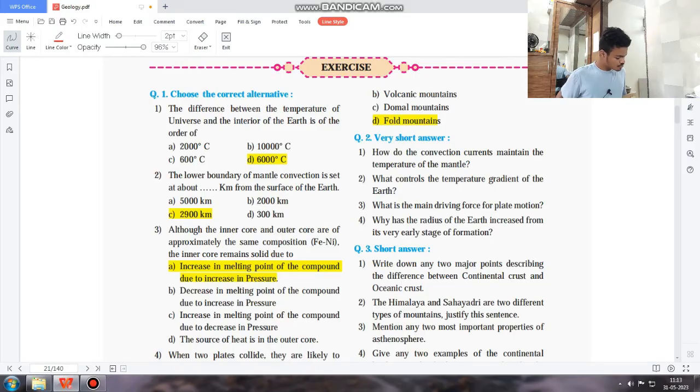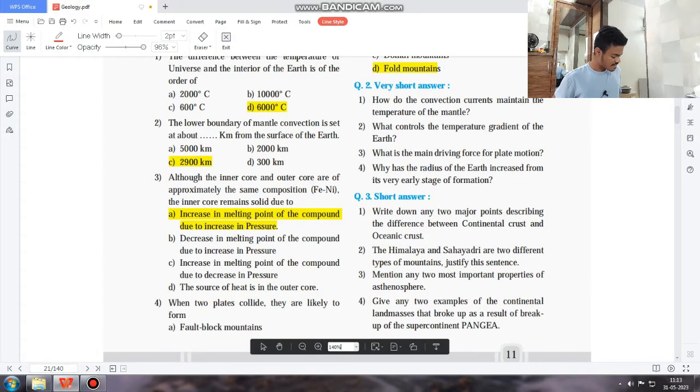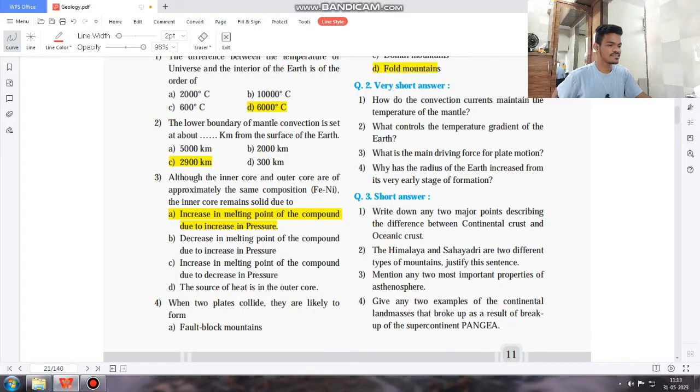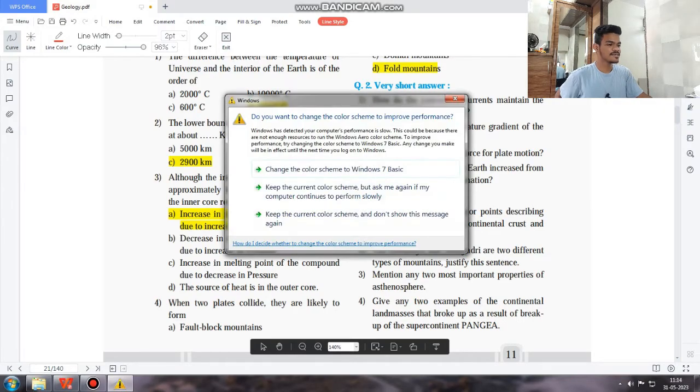Why has the radius of the earth increased from its very early stage of formation? The answer is due to the addition of mass that occurred when the earth revolves around its orbit. Okay, these are the short answers. You can type it out from Google and it will come out very easily.